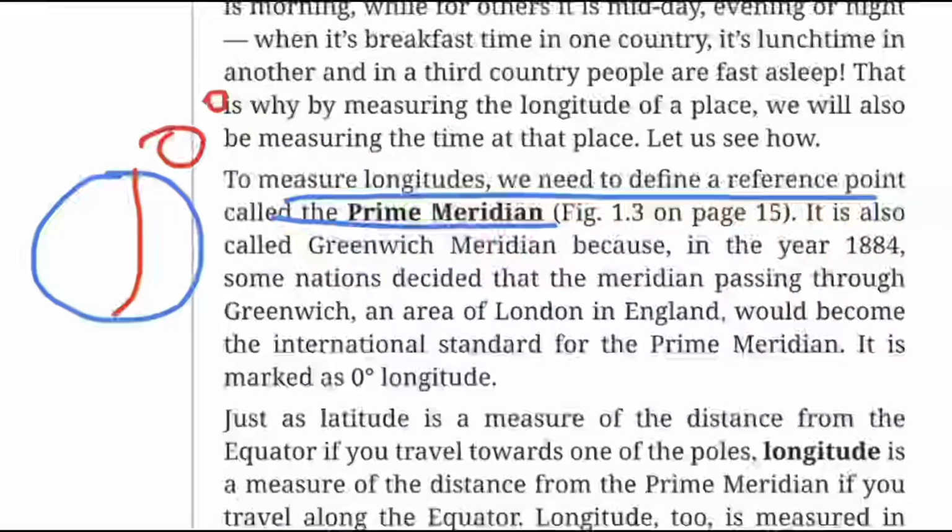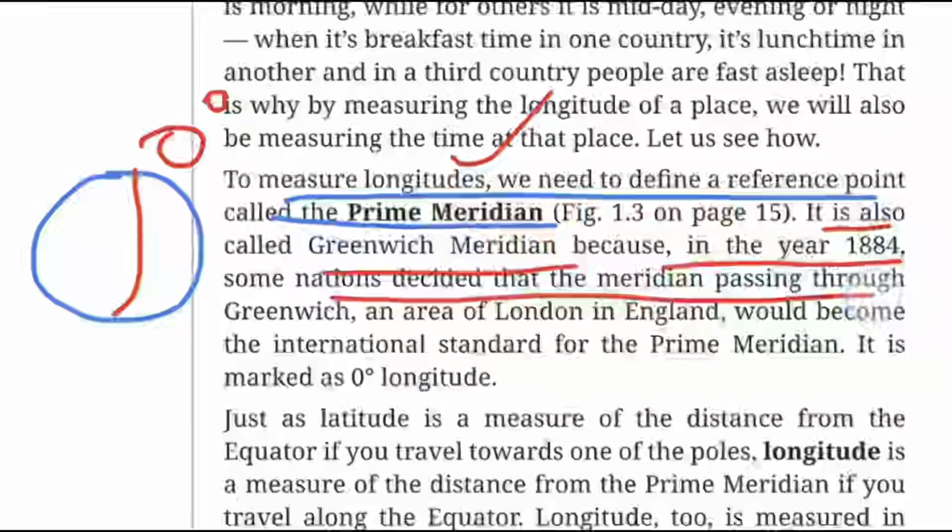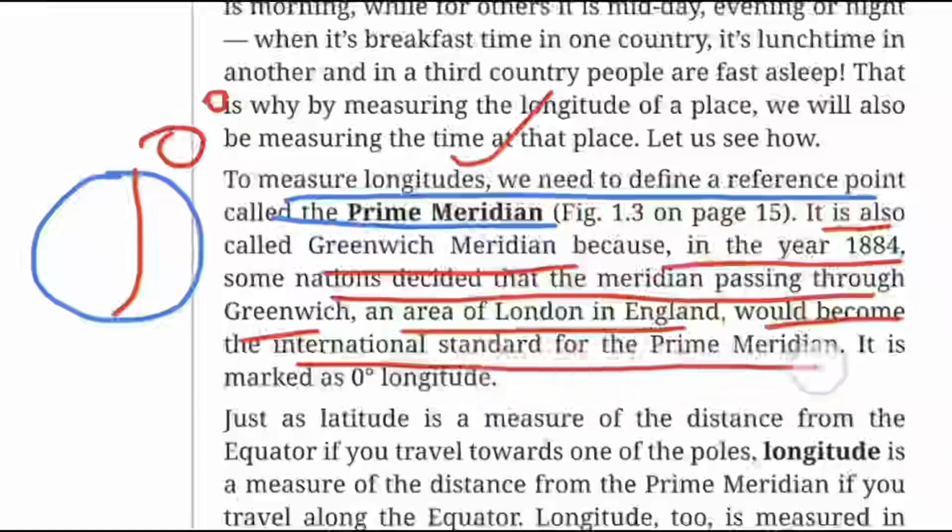Just like in the case of latitude there is an equator, in the case of longitude there is the prime meridian. It is also called the Greenwich meridian because in the year 1884, nations decided that the meridian passing through Greenwich, an area in London, England, would become the international standard for the prime meridian. It is marked as 0 degree longitude. This 0 degree longitude was determined in 1884, and the imaginary line passes through Greenwich.